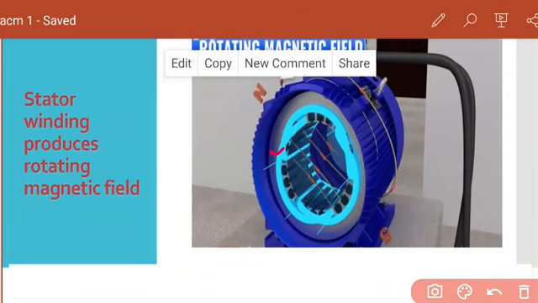We can consider 1, 2 and 3-phase current passes through the winding. The rotating magnetic field is generated. This is the rotating magnetic field. You can see the N and S. Okay, rotating magnetic field is generated when 3-phase current is passing through it.